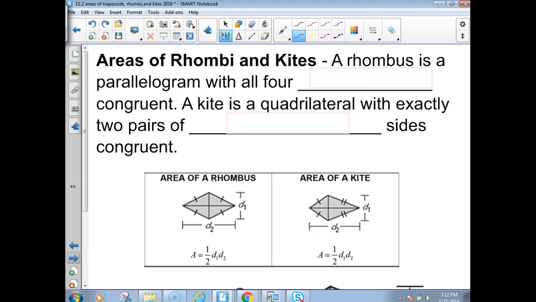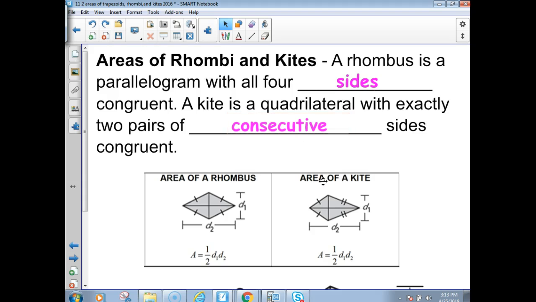All right. Area of a rhombus and kites. A rhombus is a parallelogram with all 4 what? Congruent. All right, we studied this, all four sides. Now let's see if we remember the next one. A kite is a quadrilateral with exactly two pairs of what kind of sides congruent? What's that word that means one after the other? Good, consecutive.